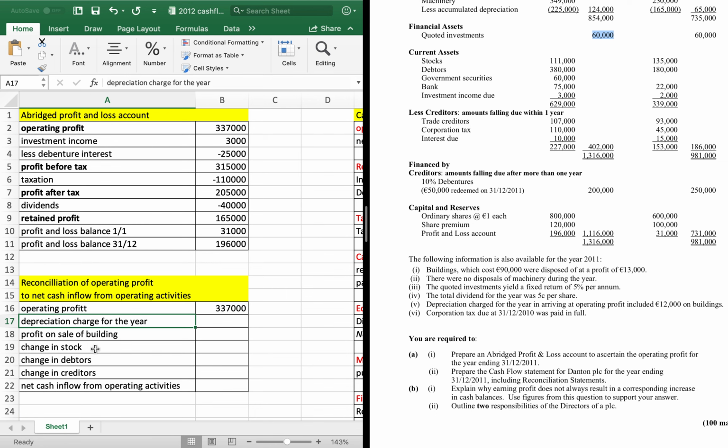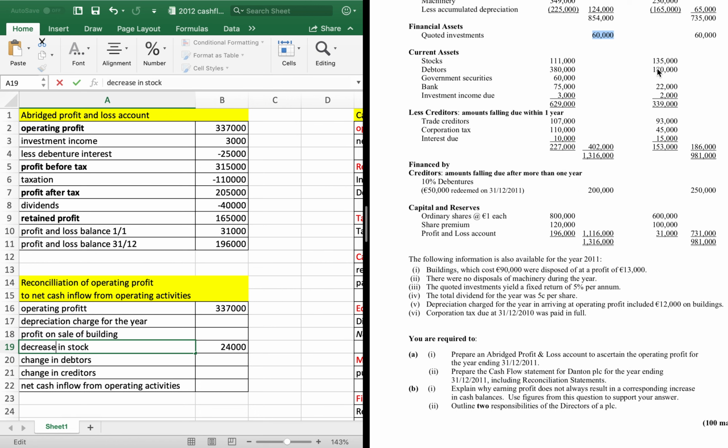Okay. So we start off with this 337,000. Now I'm going to do the easy ones first, which are the stock, debtors, and creditors. So what's happened to stock? Stock has gone down by 135 down to 111, so it's gone down by 24,000. When stock goes down, we are carrying less stock, which means cash will go up. In this case it is a change in stock, but this one is a decrease, so we should call it a decrease.